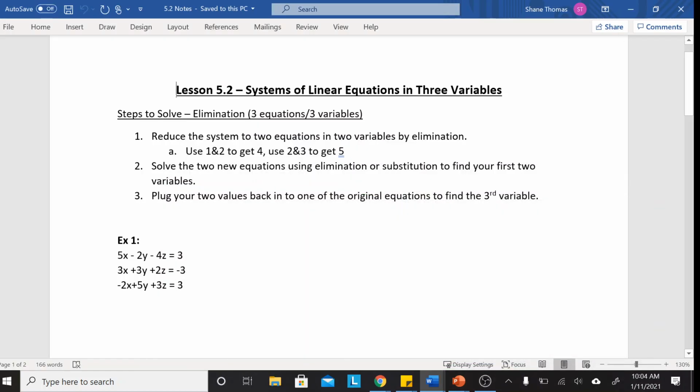So here are the notes for systems of linear equations in three variables. We are basically going to focus just on elimination. You can do these with substitution as well, but sometimes they get very, very, very ugly. So let's just focus on elimination and the little adjustments that come from elimination.